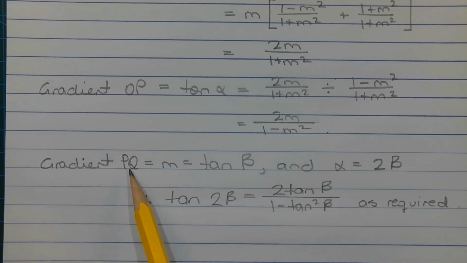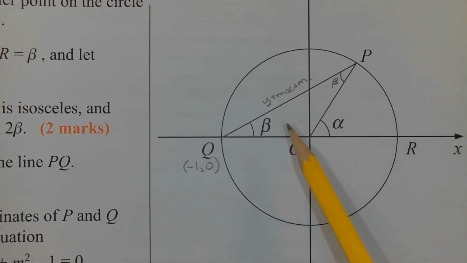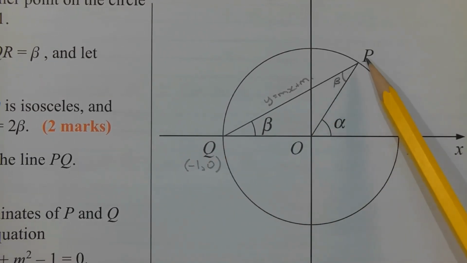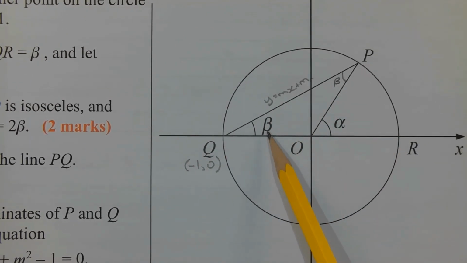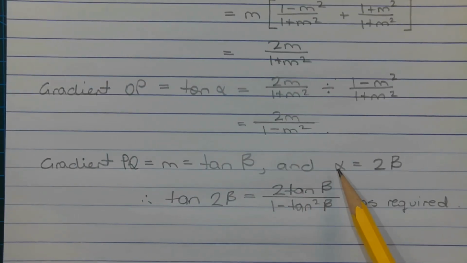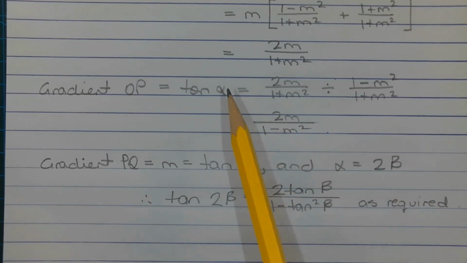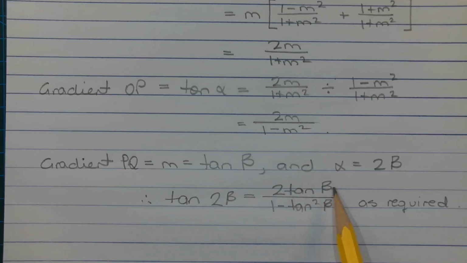Now gradient PQ, which is equal to m, and that's equal to tan beta. So again, going back to the diagram, that's PQ, its gradient is m, and that's equivalent to tan beta, which is the angle of inclination of PQ. And alpha is equal to 2 beta, which we found earlier on. So substituting tan beta for m and 2 beta for alpha here, we get tan 2 beta is equal to 2 tan beta over 1 minus tan squared beta as required.